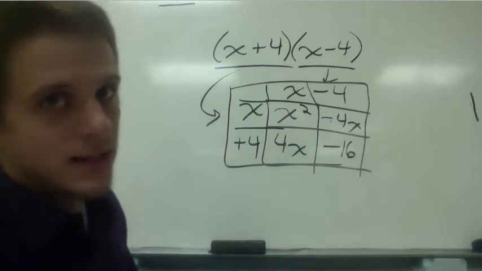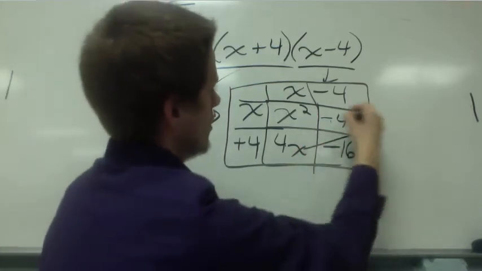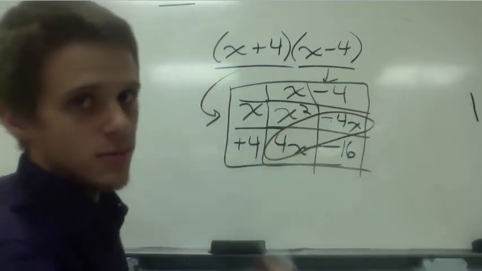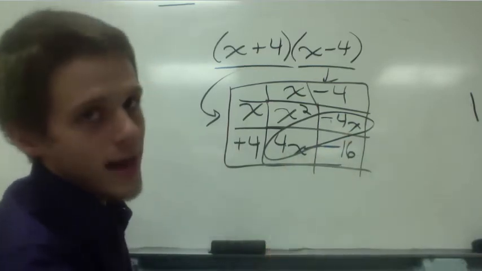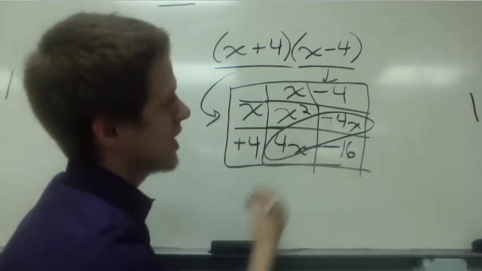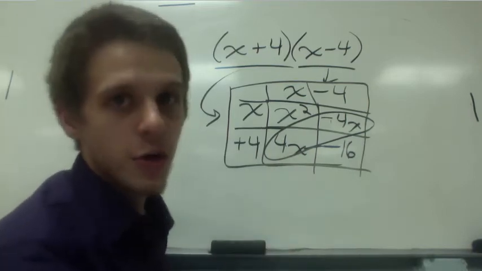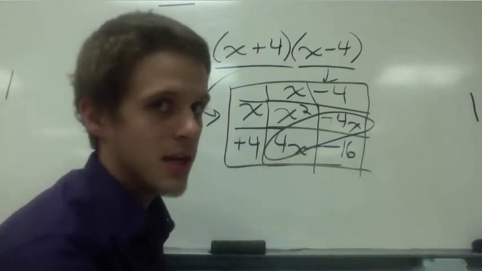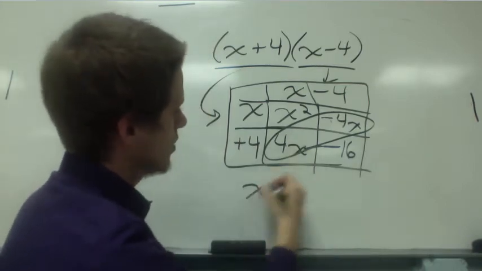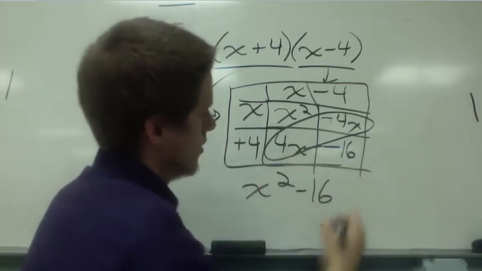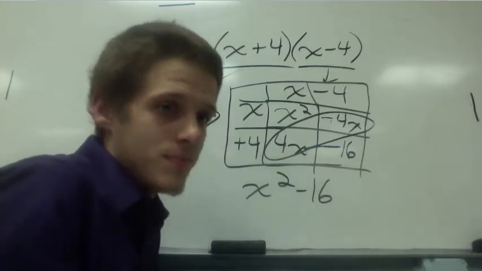From here, I want to combine like terms. These two terms happen to have the same variable to the same exponent. When you add them, 4 plus negative 4, you get 0x. 0 times anything is 0, so you don't have to write it. All I'm left with is my answer of x squared minus 16.